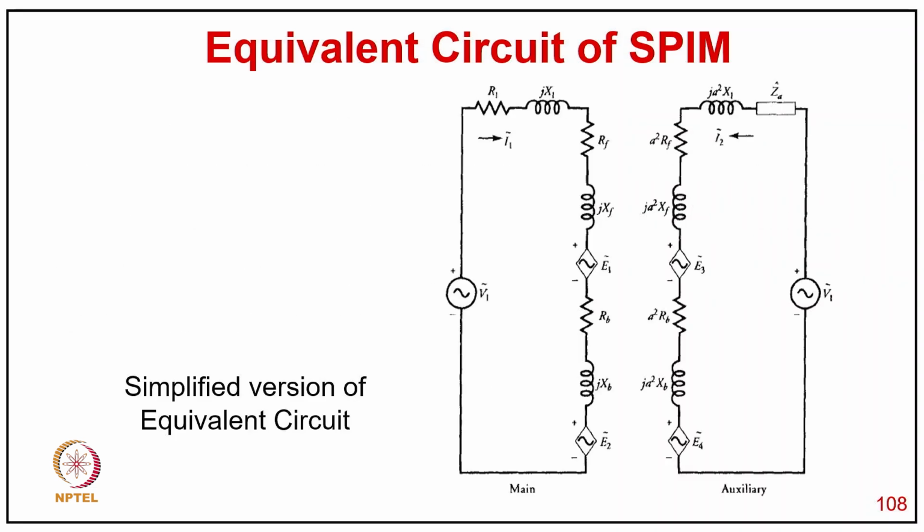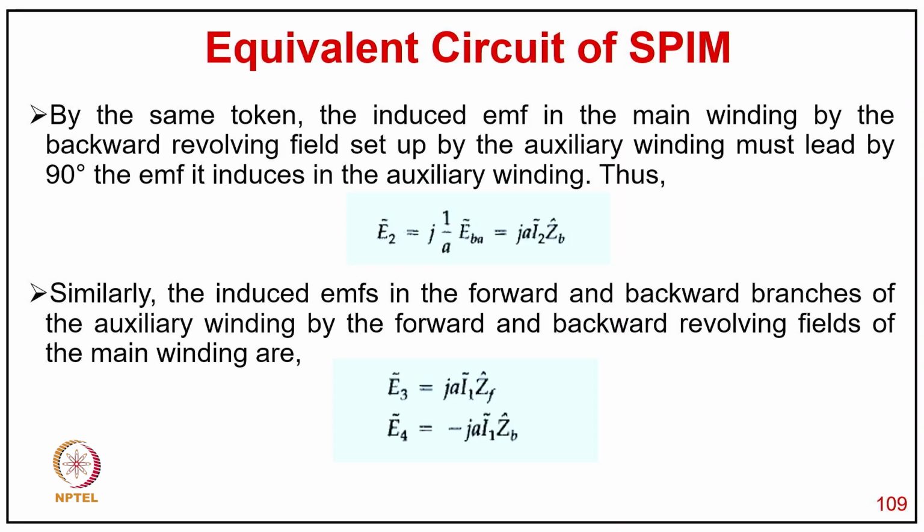And you can see the simplified equivalent circuit, where we are representing of course the main winding impedance and the backward and forward fields with their respective impedances, and similarly the auxiliary winding circuit, where the capacitor impedance is involved. So we have the forward field back EMF as well as the reverse back EMF. By the same token, the induced EMF in the main winding by the backward field, rotating relative to the auxiliary winding, must lead by 90 degrees the induced EMF in the auxiliary winding.